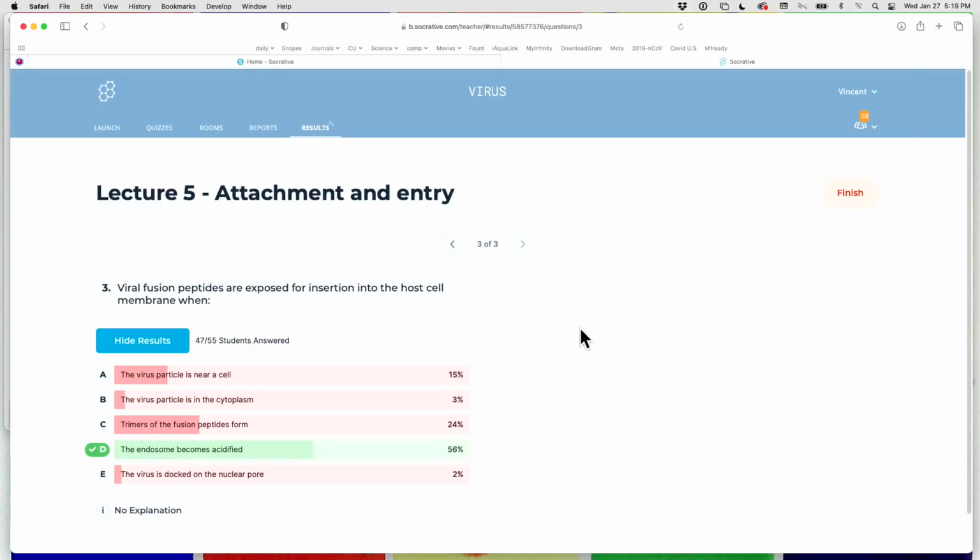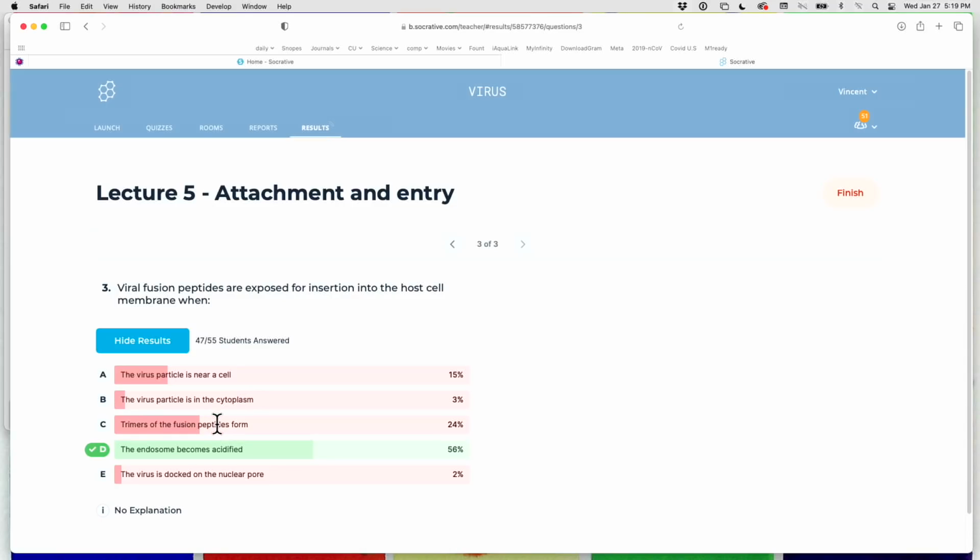So only 57% of you got the right answer, 56%. It's D, the endosome becomes acidified. That is what exposes the fusion peptide. So if the particle is near a cell, that's not enough. Remember, it has to be some specificity. It has to be the right cell, and that's governed by receptor interaction. In the cytoplasm, that's too late already.